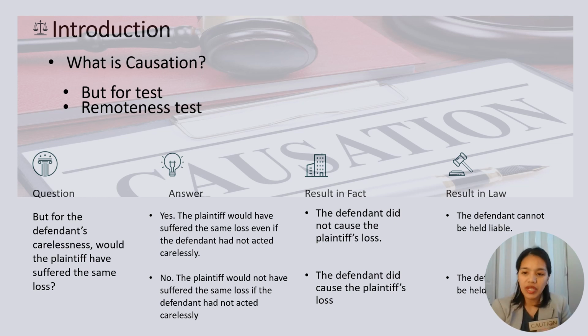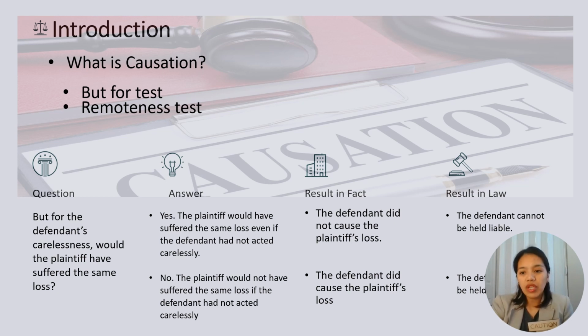The but-for test generally determines whether the defendant's carelessness in fact caused the plaintiff's loss, and the remoteness test determines whether, as a matter of law, it would be fair to hold the defendant responsible for the plaintiff's loss. The issue of causation is usually decided by the but-for test.